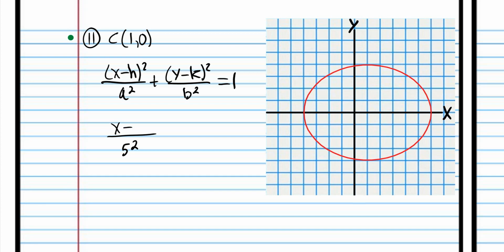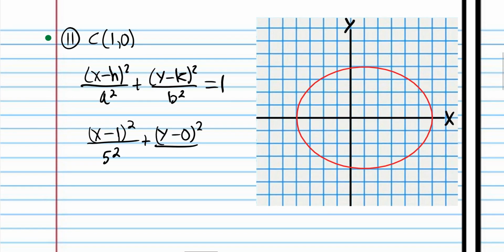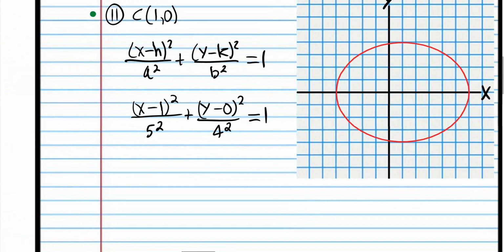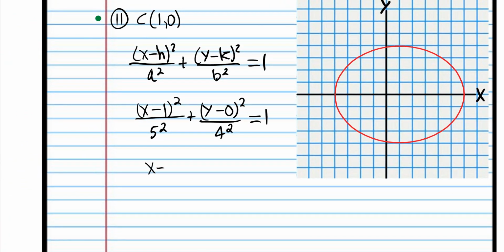The x value of the vertex, or the x value of the center, is 1. The y value of the center is 0. And B is the distance from the center. Well, it's half the distance of the minor axis, so that would be 4. So now we can simplify. We have x minus 1 squared over 25 plus y squared over 16 is equal to 1.